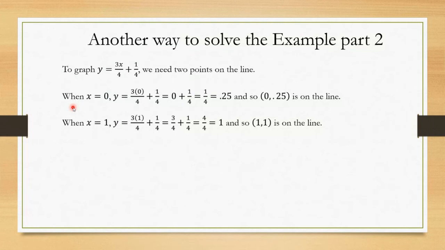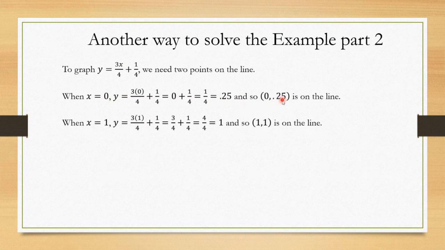So for instance, if we take x to be 0, we get y equals 3 times 0 over 4 plus a 4th. We replace x by 0. So this part's gone. This becomes 0. We get 0 plus a 4th, which is a 4th. So we get y equals 0.25. In other words, this tells us the point (0, 0.25) is on the line. Although, we knew that already from before.